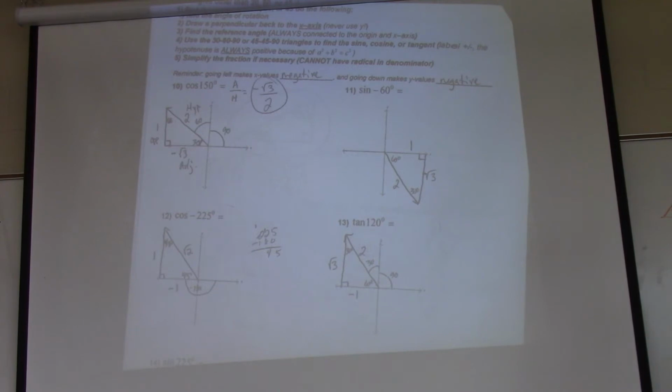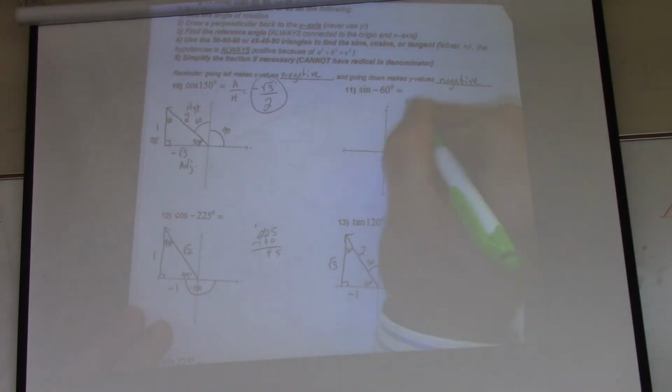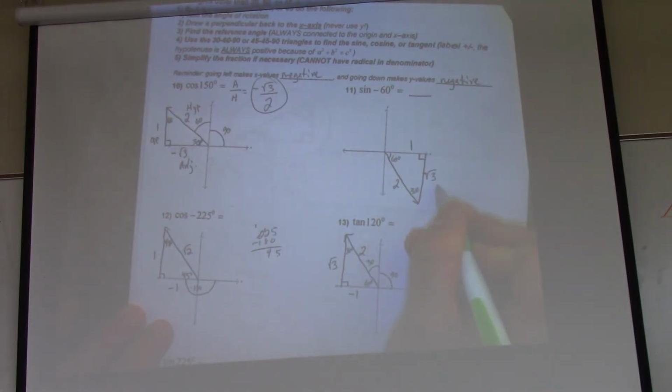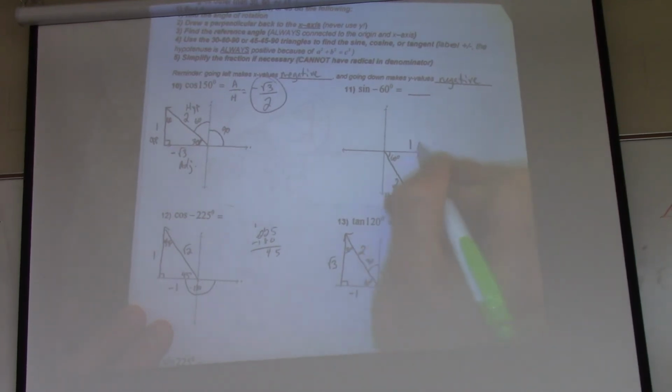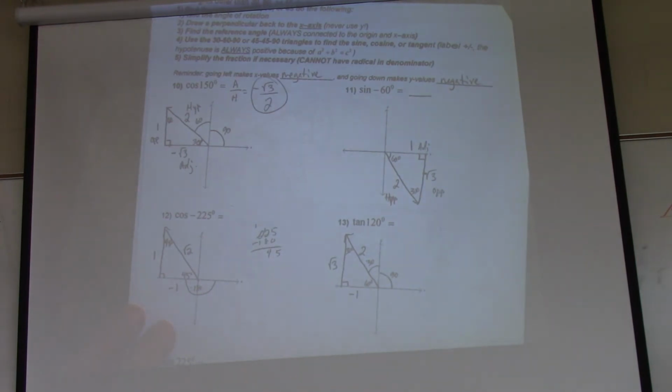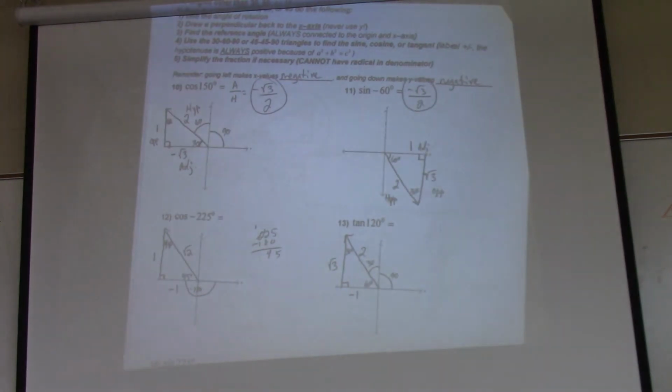How about the next one? Can somebody tell me the answer for the next one then? Maybe let's label it. We're going from the 60, so we're always going from the angle that's attached to the axis. This is my side opposite. This is my hypotenuse. This is my side adjacent. What 2 do I need for sine? Opposite over hypotenuse, so the opposite is negative square root of 3, and the hypotenuse is 2. Just so happens it's the exact same answer.